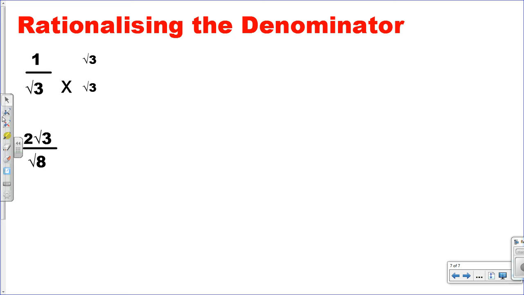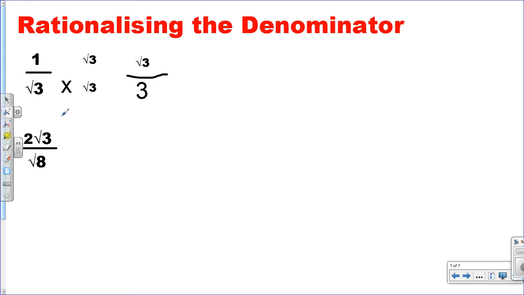Which we know by now equals just 3 by itself because it's 3 squared and then square rooted. And then the top number would be 1 times square root 3. And 1 times square root 3 is just square root 3. So your answer here would just be square root 3 over 3. Excuse my bent line there.